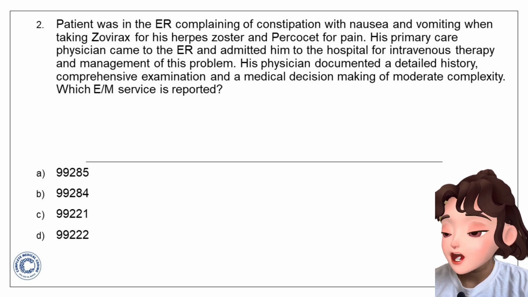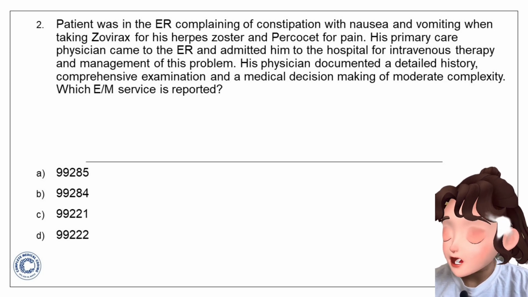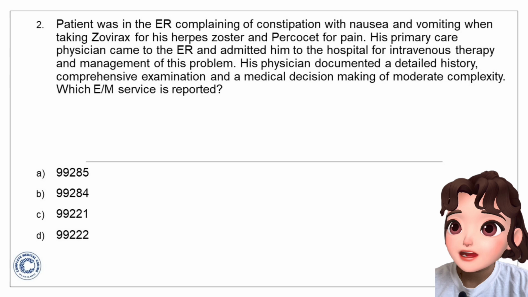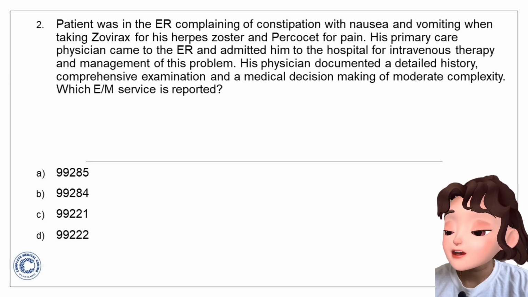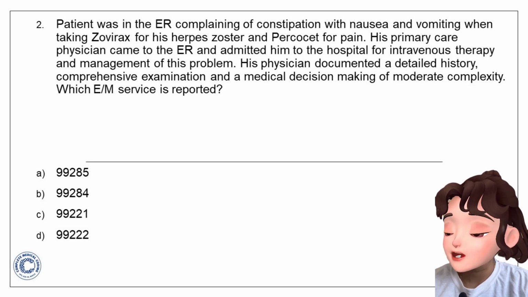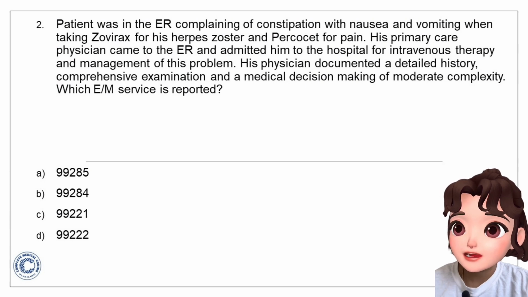99285, emergency department visit, consists of 3 components: comprehensive history, comprehensive examination, and MDM of high complexity. Now nothing is matching, right? So that's not the correct one. What is 99284? Again, emergency department visit, detailed history, detailed examination, MDM of moderate complexity. Only one is matching. So that's also not the correct one.